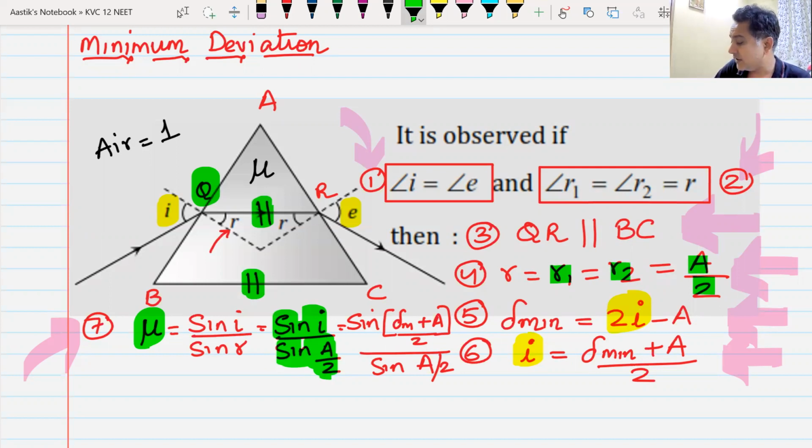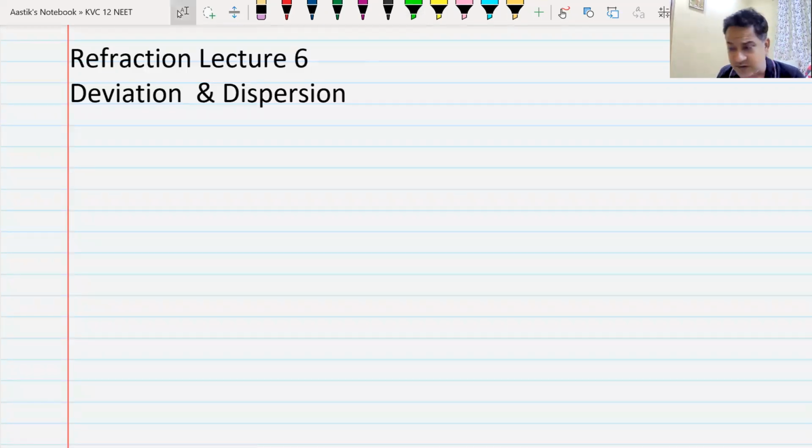And in today's class, we will go ahead and see the next heading. Deviation we have already seen. We will look at what we call dispersion. I think all of you know what is dispersion. Yes or no? Do we know what is dispersion?